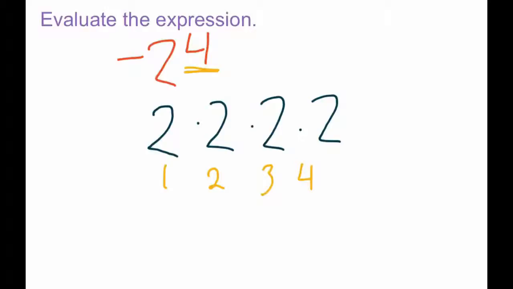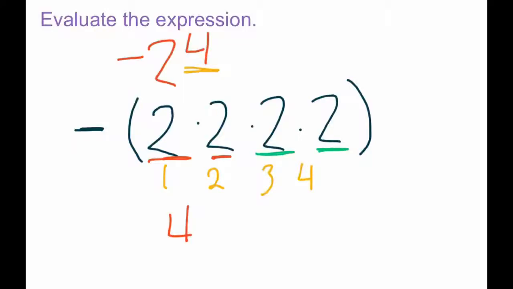Now, just because the negative is not in parentheses with the 2 does not mean that we ignore it. Instead, we will put parentheses around our power and put the negative on the outside. Now, instead of having 4 negatives, we are only going to have 1. So we would take 2 multiplied by 2 to get 4, and 2 multiplied by 2 to get 4. And this is all going to be multiplied by a negative.